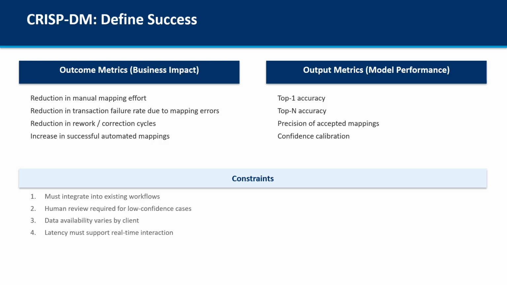Some of the constraints that need to be considered here are the ability of the solution to integrate into existing workflows. Human review needs to be accounted for, especially the low confidence cases. Availability and accuracy of the data varies from provider to provider systems. That needs to be accounted for. And we should also take into account the latency requirements for the specific RCM workflow that we are trying to solve.